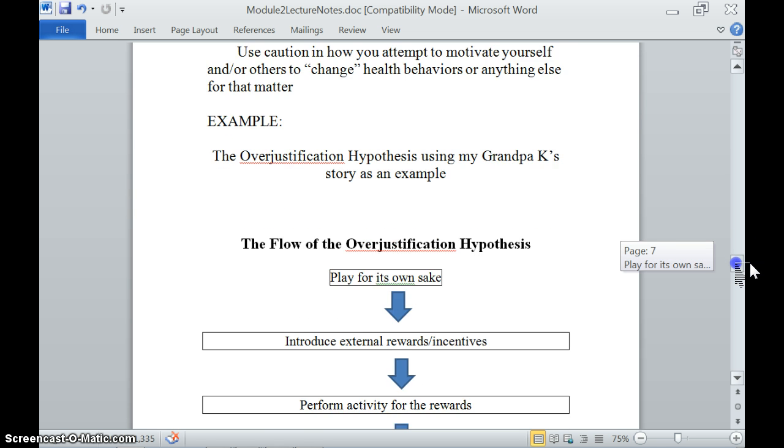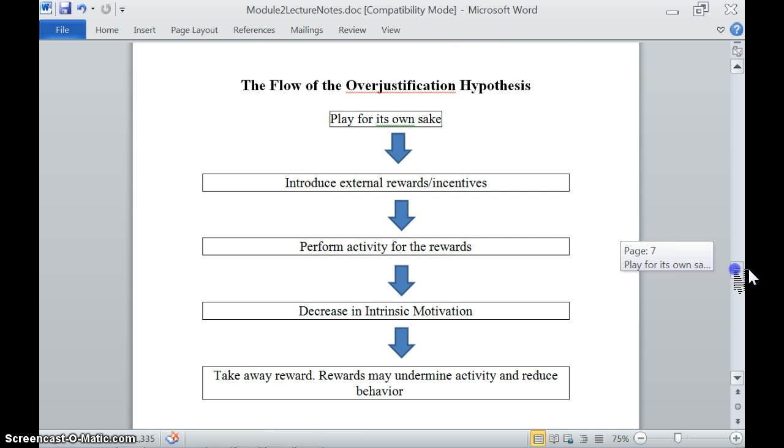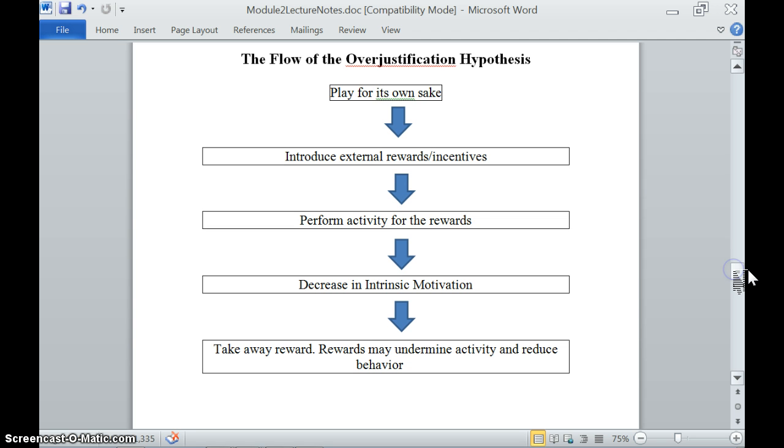So, the story I just told about my Grandpa K is called the overjustification hypothesis. The kids started playing for its own sake. They were intrinsically motivated. My grandpa, who was a smart old man, started introducing money, right, as the reward. They started to tie the playing to the reward. When my grandpa finally started to wean them off the reward, because they had connected the play to that reward, when the reward was taken away, what happened? Decrease in intrinsic motivation, and they decided to go somewhere else.